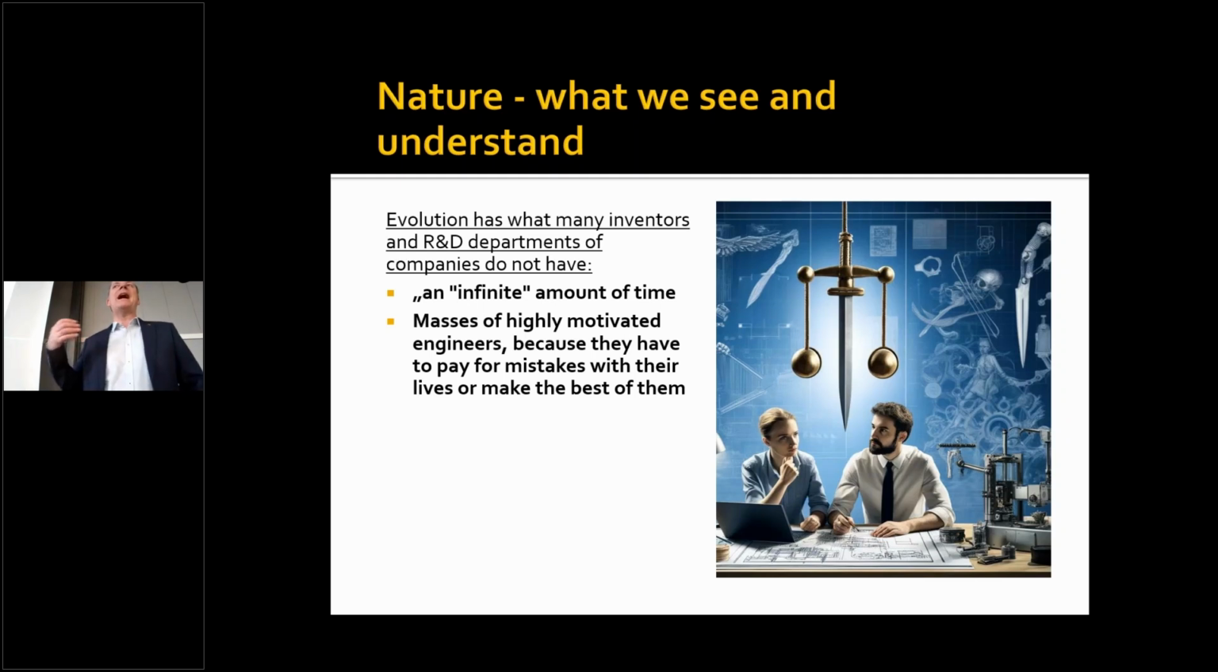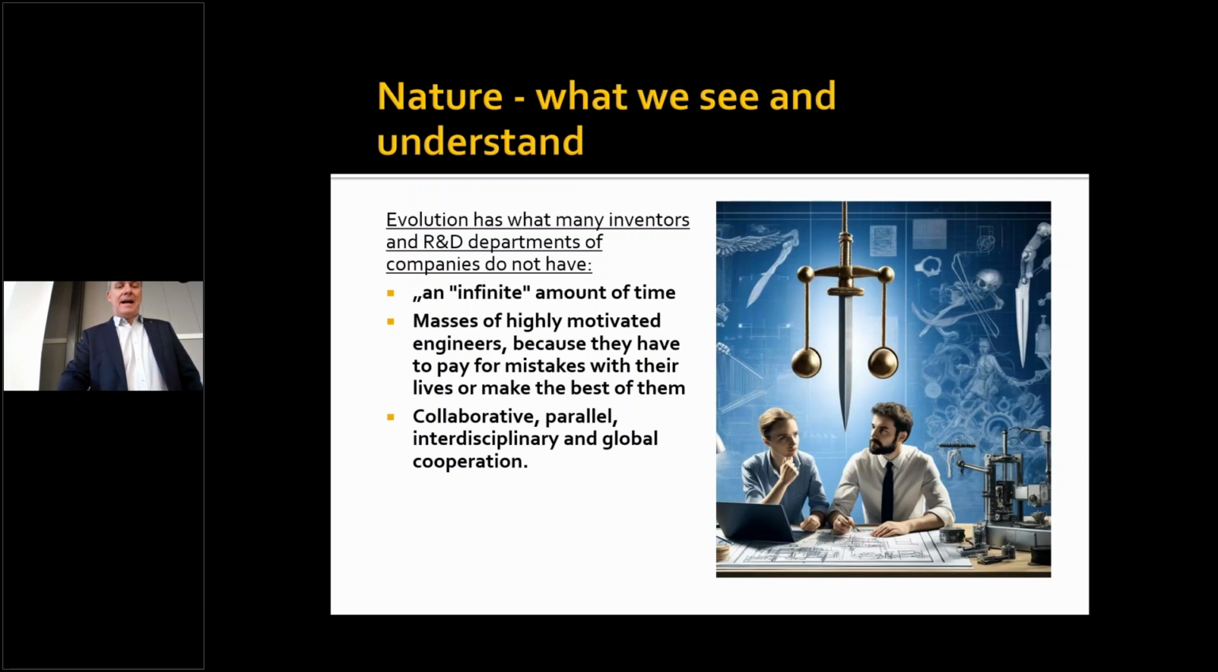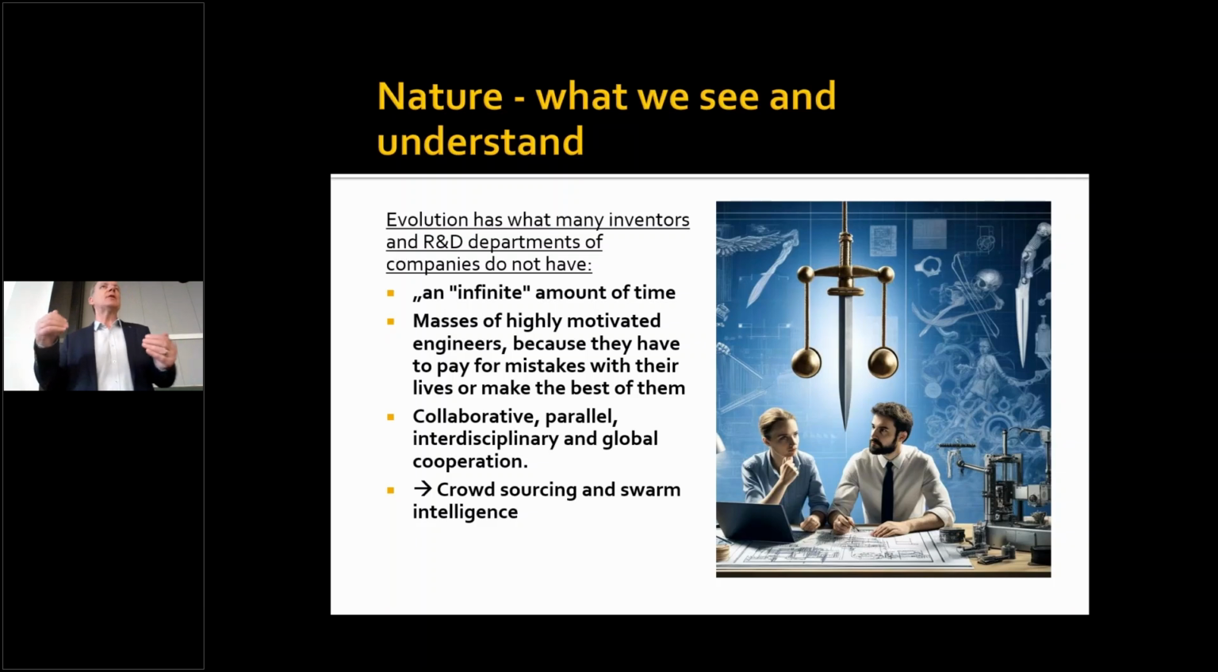They have masses of highly motivated organisms and engineers working in collaboration together, and every mistake you have to pay with your life, or you at least have to arrange with this error. And it is a collaborative, parallel, interdisciplinary global collaboration. This ends up in crowdsourcing and swarm intelligence. Although not all organisms build swarms, you can see a population of one species as a data pool, which is optimized. A population is only stable when every single organism in it performs in the best way.